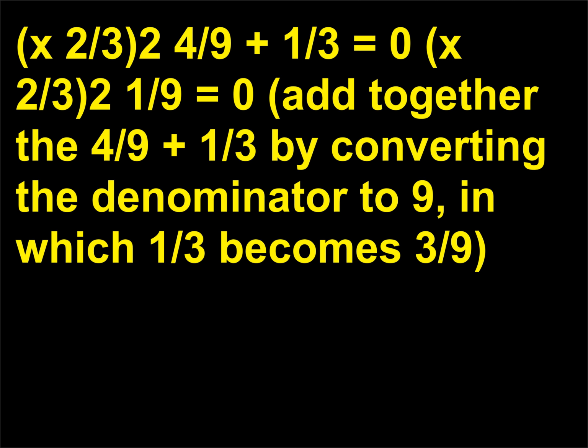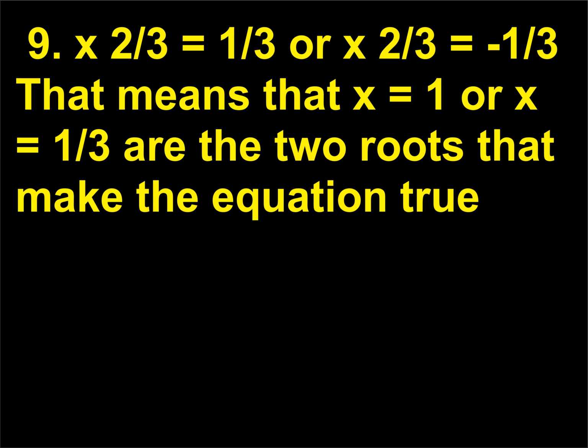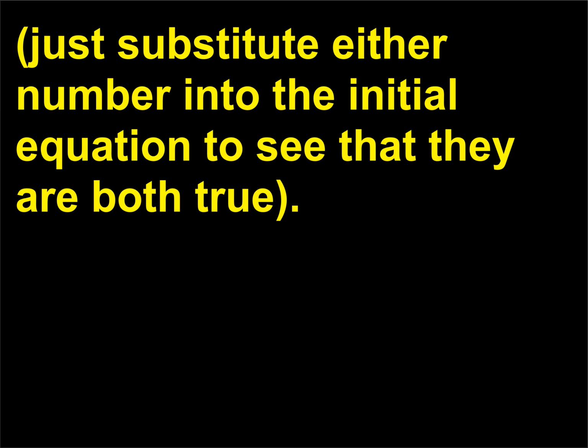6. (x - 2/3)² - 4/9 + 1/3 = 0. 7. (x - 2/3)² - 1/9 = 0. Add together the -4/9 plus 1/3 by converting the denominator to 9, in which 1/3 becomes 3/9. 8. (x - 2/3)² = 1/9. Move the 1/9 to the other side of the equation by adding it to both sides. 9. x - 2/3 = 1/3, or x - 2/3 = -1/3. That means that x equals 1 or x equals 1/3 are the two roots that make the equation true. Just substitute either number into the initial equation to see that they are both true.